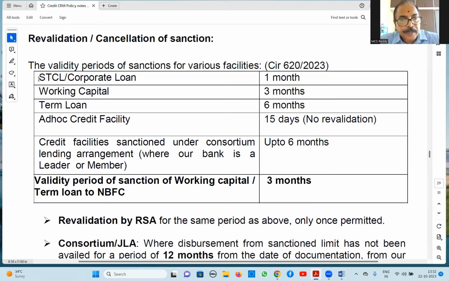Next, validity period of sanction of working capital or term loan to NBFC is 3 months. This is very important for current year exam because this is the latest change. It has come very recently. For NBFC, whether term loan or working capital, it is valid for 3 months only. Otherwise, term loans are valid for 6 months. But here for NBFC term loan, 3 months only, right?